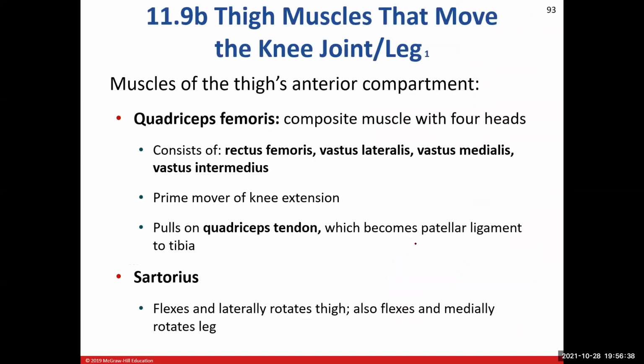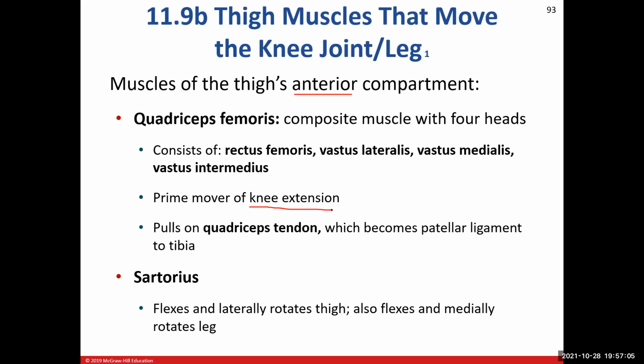All right, on to the anterior compartment of the thigh. We've got our quadriceps muscle, quad meaning four. All right, this muscle group has four heads. We've got the rectus femoris, the vastus lateralis, vastus medialis, and then the deep muscle, the vastus intermedius. All right, their job primarily is going to be to straighten your leg, or the knee extension.